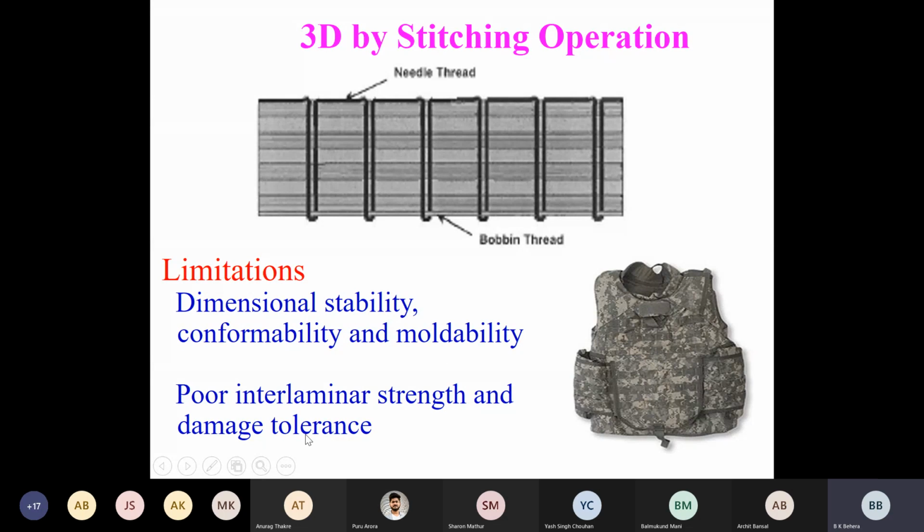And the most important problem which you come across if you make a 3D fabric by this is called poor interlaminar strength. As I said, delamination resistance. If the structure is subjected to an impact force, or to a flexural load, then you will find each layer will get separated. That means interlaminar strength is poor, delamination resistance is poor. Okay, that is the drawback if you make a 3D fabric by 3D stitching operation.